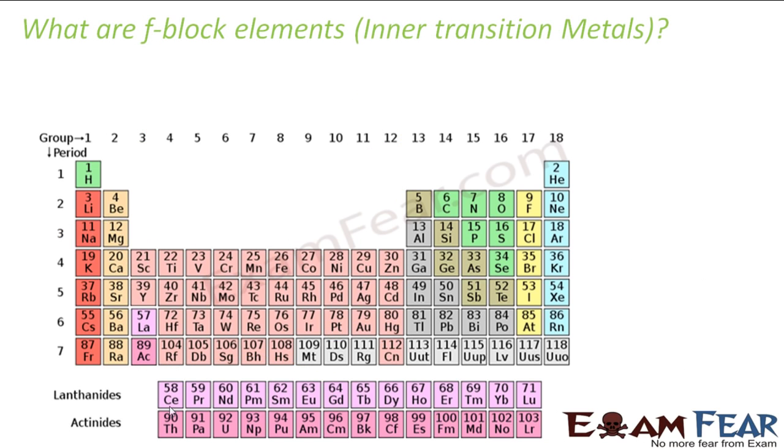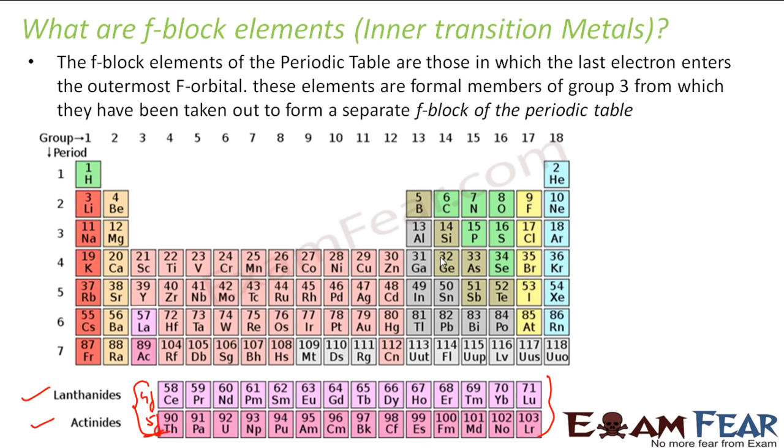If you talk about the F block, this whole part is my F block. And we have lanthanides and actinides, this is 4F and this is 5F. We will talk about lanthanides and actinides in detail. So by definition, F block is nothing but the elements where the last electron enters the outermost F orbital.